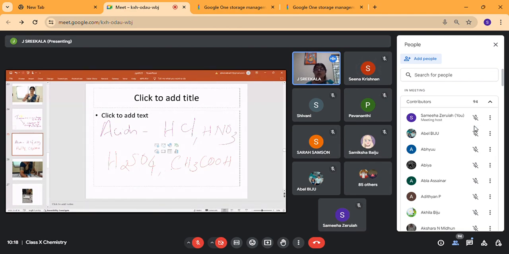We cannot say all, exceptions are there. Some other substances are also there which are acidic but do not contain H plus. But commonly we can say acids contain H plus. Okay. Now we will see one reaction of an acid with metal.